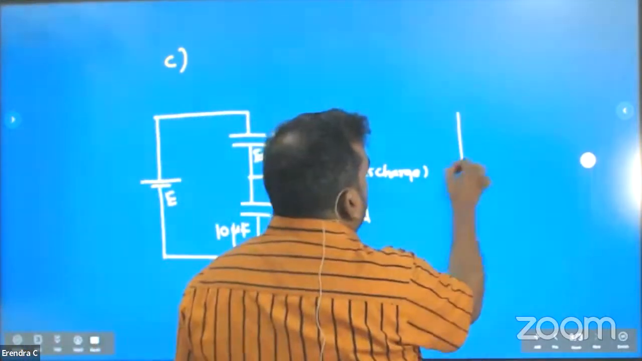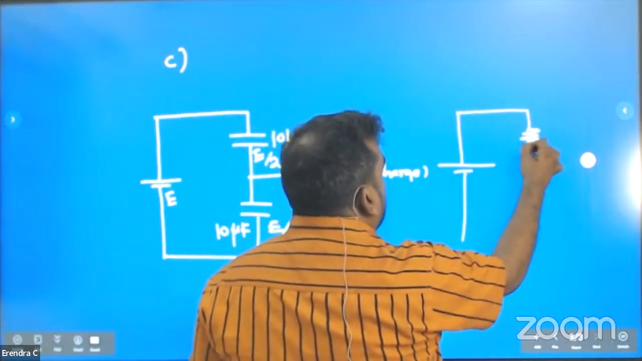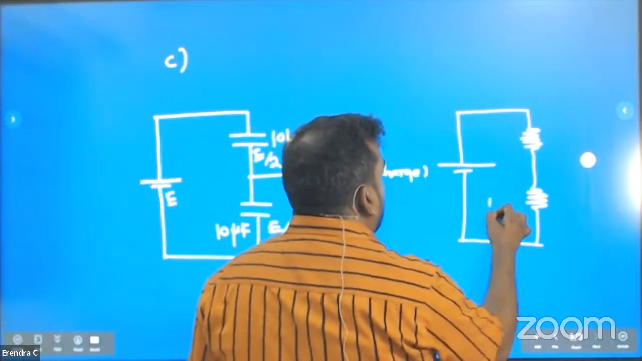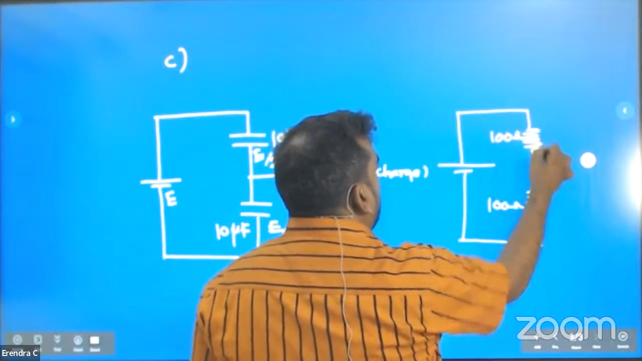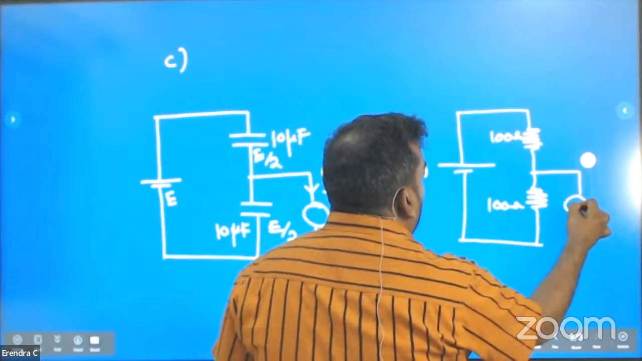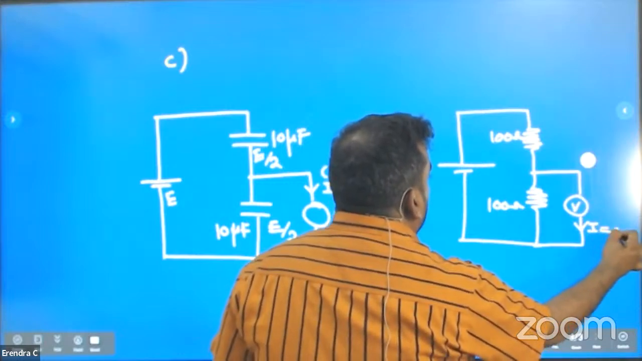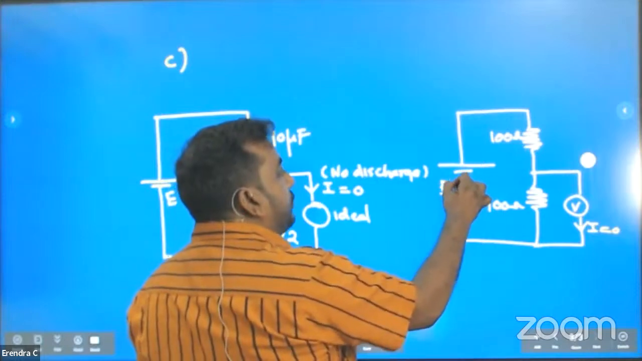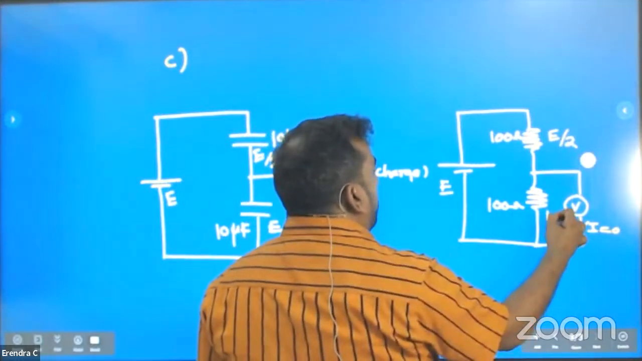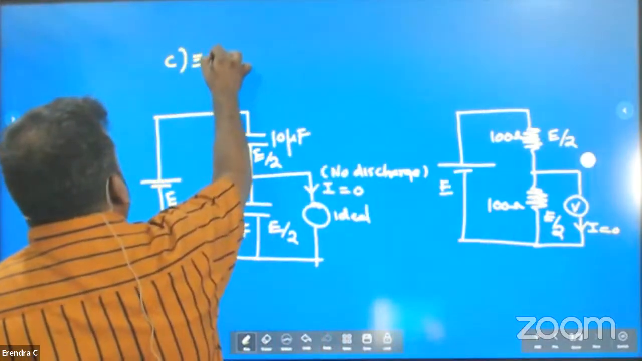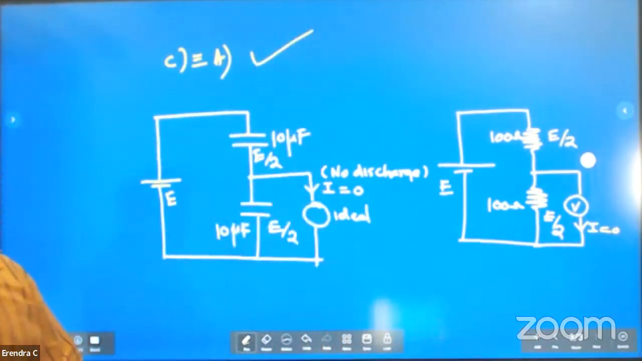What about the other one? Here when I connect it, resistors are equal. If I connect the ideal voltmeter here, no current passing through. What can you say about the voltage? This voltage will divide equally. E divided by 2, E divided by 2. This is similar to statement A, which is correct. So therefore, A, B, C, all are correct.